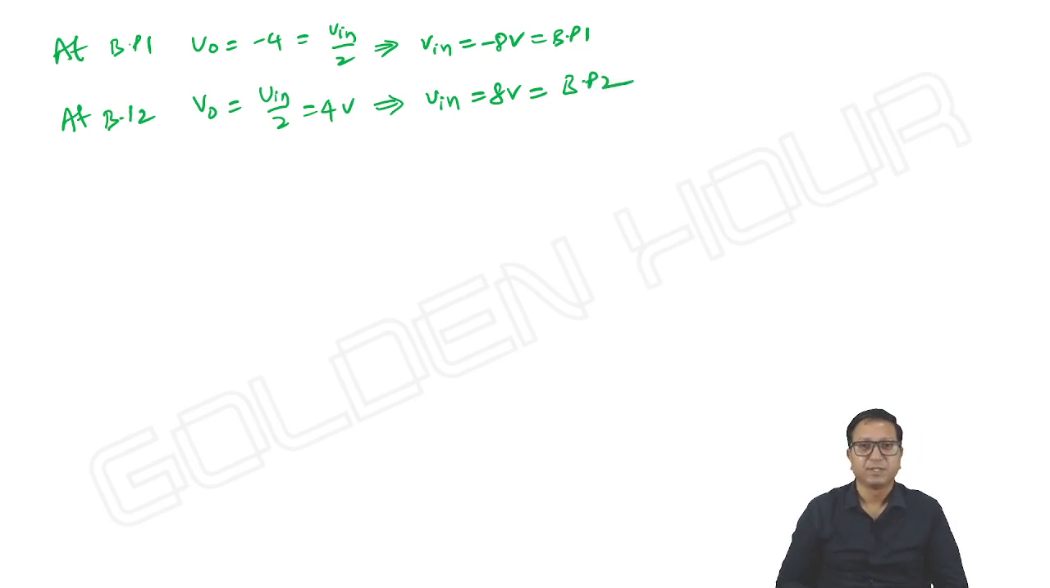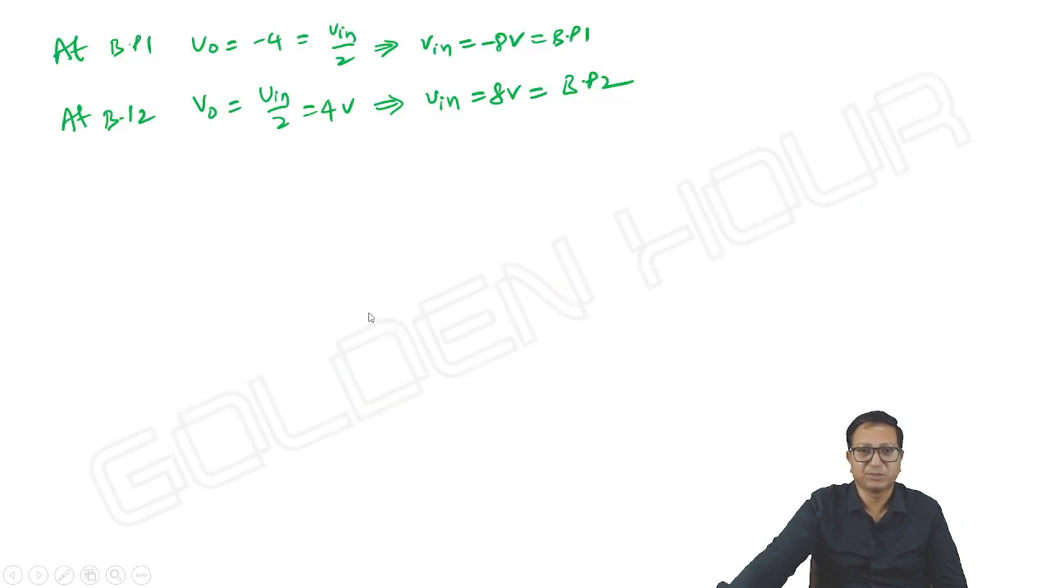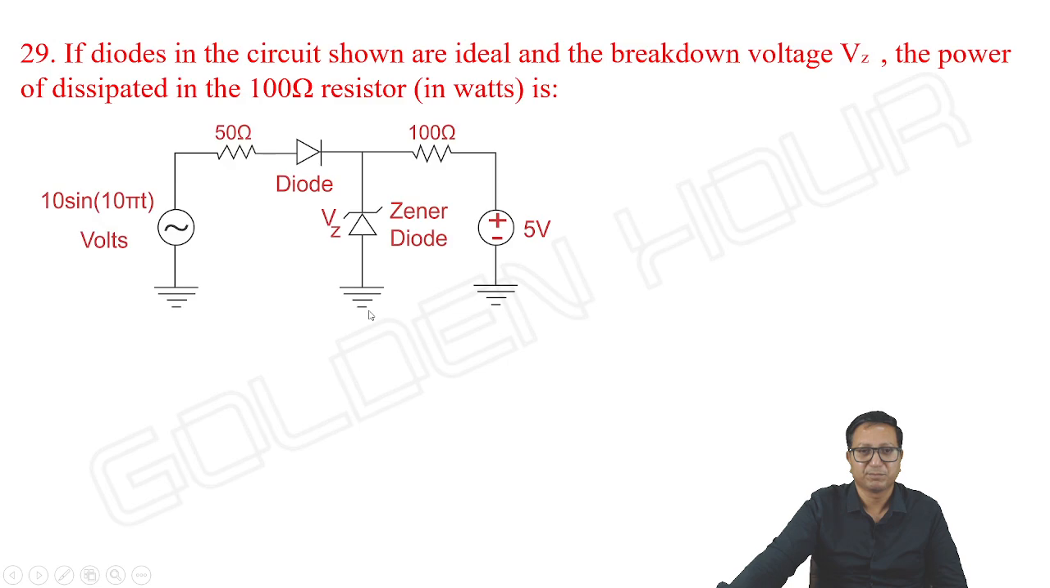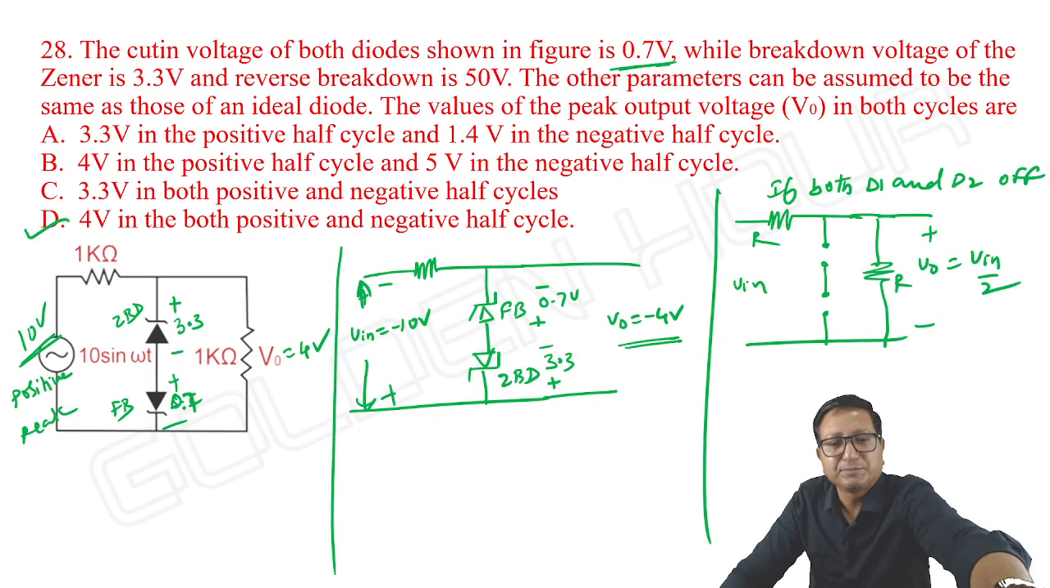That's it. Here the slope will change. In the previous problems, when both the diodes are off, output is equal to input, but here output is equal to input by 2, which changes the breakpoints. That's it. It's a very simple one. I wrote the answers directly. No need to discuss too much on this. That's it.